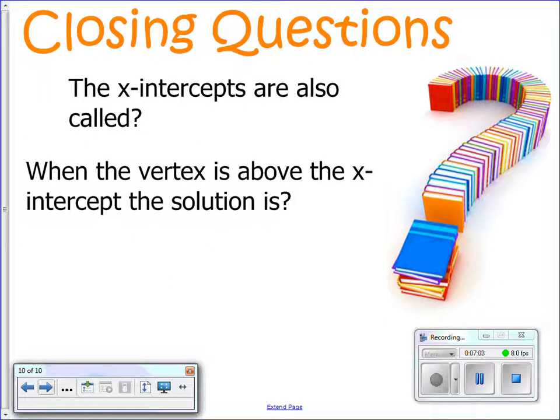All right, the x-intercepts are also called the roots or the zeros. When the vertex is above the x-intercept, the solution is there is no solution. If it doesn't cross the x-axis, there is no solution.